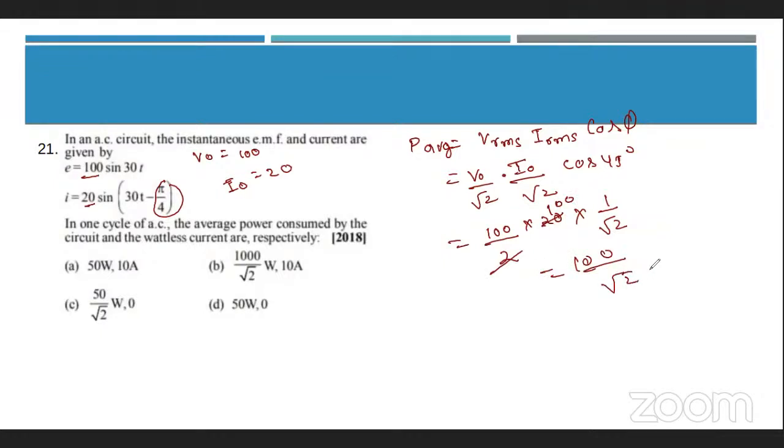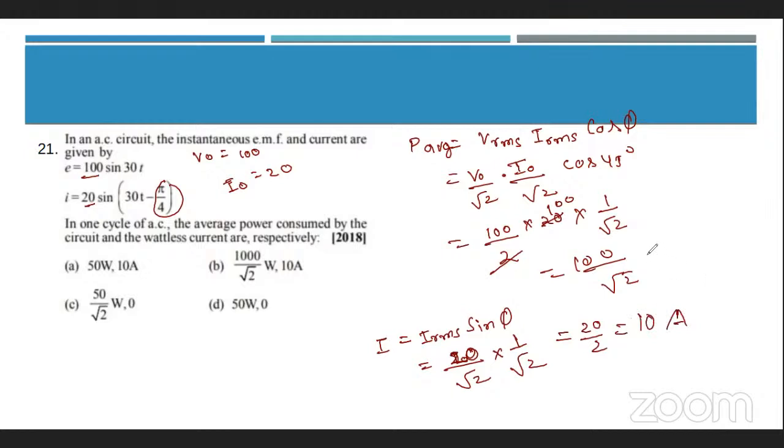If I'm trying to find the wattless current, the formula is I RMS into sine phi. I RMS is basically I naught over root 2. I naught is nothing but 20 over root 2 into sine phi. Sine 45 is again 1 over root 2. So this is basically 20 over 2, which is 10. So this is 10 ampere, and this is power, so watt. So this is what is the option.